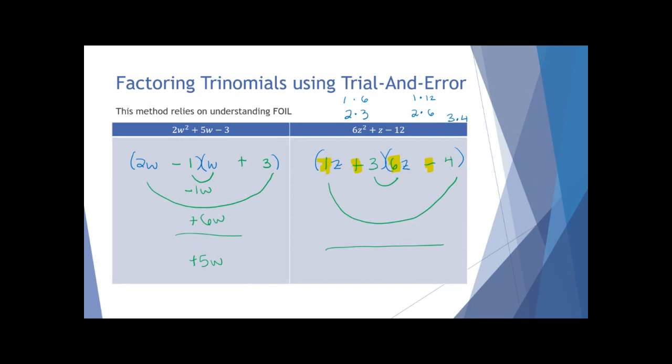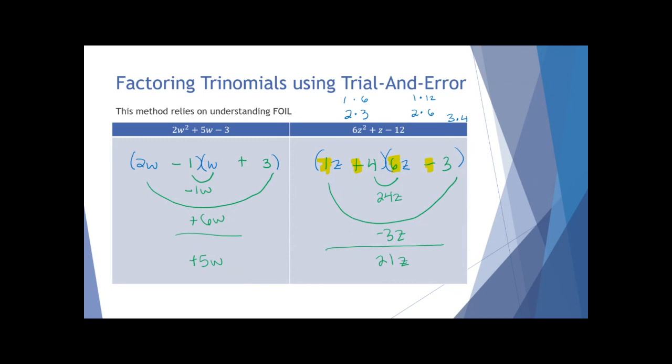Okay, so inside 3 times 6 is 18z. 1 times negative 4, that's minus 4z. So 18 minus 4, that is 14z. That's not the number we want. So we erase it. And then we change the order. 4 times 6z is 24z. 1 times minus 3, that's minus 3z. 24 minus 3, that's 21z.